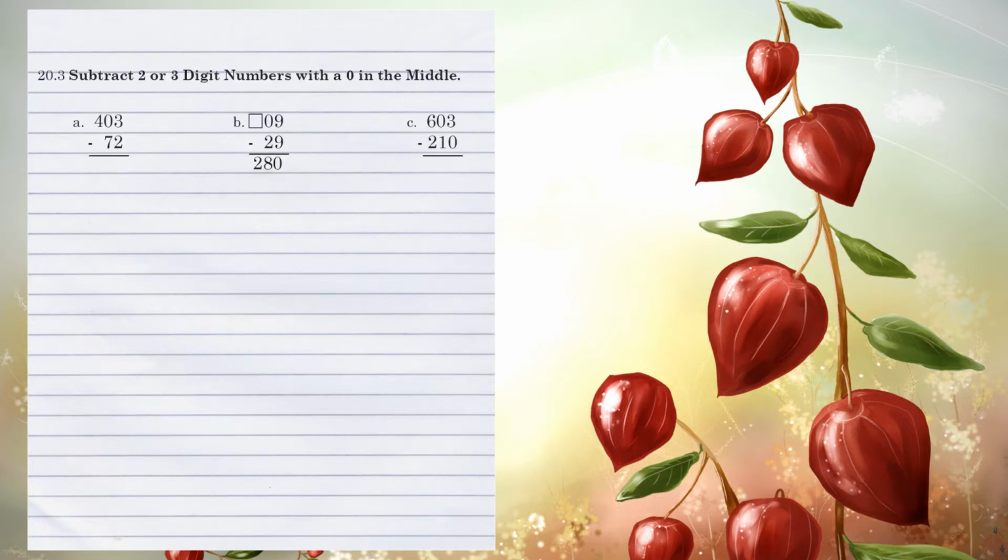Unit 20.3, subtract 2 or 3-digit numbers with a 0 in the middle. Let's look at example B. We have a missing number that we want to fill in again. So we had the ones column, 9 minus 9 was 0, we're good there. But in the tens column, you can't subtract 2 from 0. So we did have to borrow from a number over here. Well, the number that's in the hundreds column is a 2. Well, if we had to borrow, that means that our original number that we're missing is a 3.